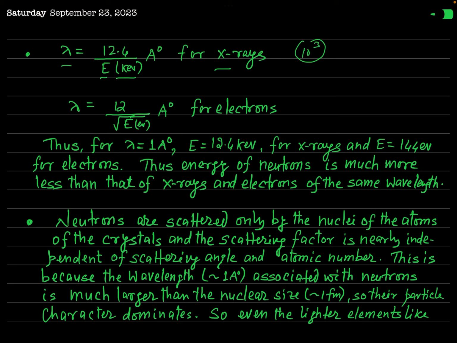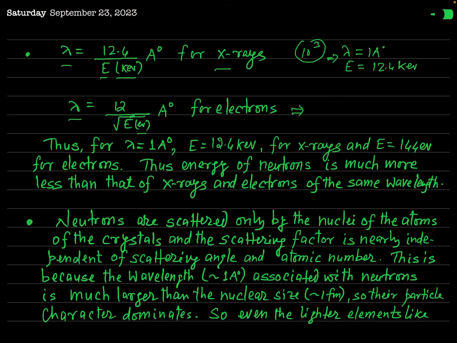And for electrons, you have seen in the previous lecture that lambda is equal to 12 divided by the square root of E, but here E is in electron volt. Then you get lambda in angstrom. Mark it. You can see that if we take an X-ray of wavelength 1 angstrom, then from this equation the energy of X-ray will be equal to 12.4 kilo electron volt. This is for X-ray.